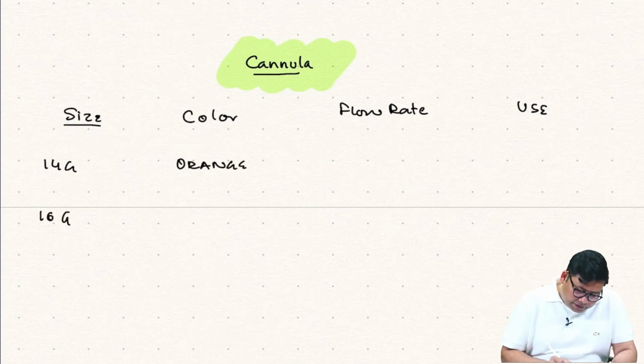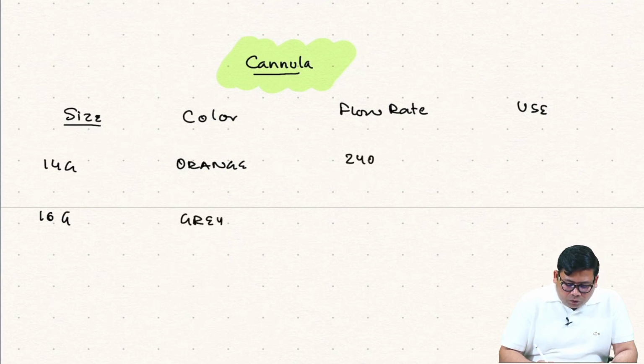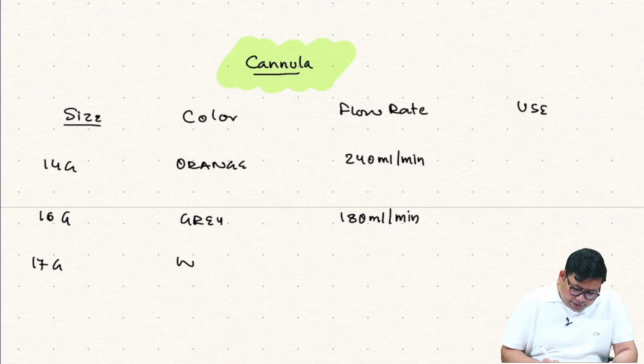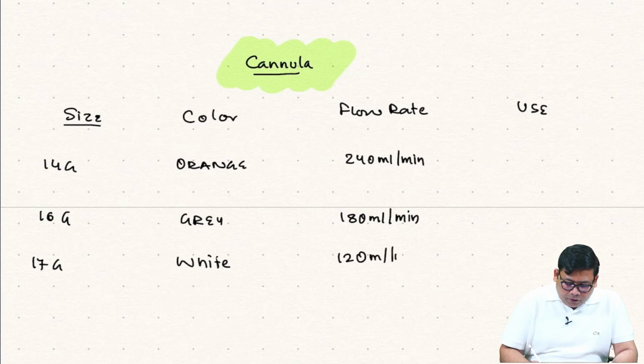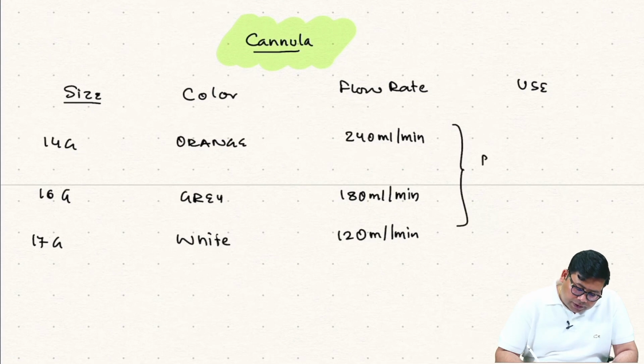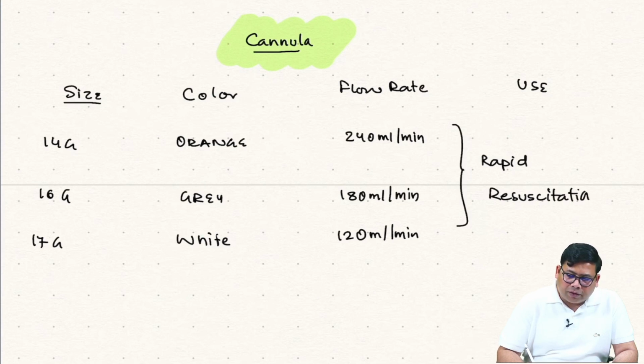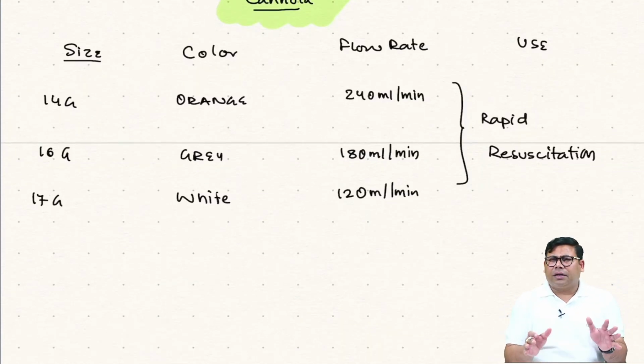Then we have 16G, and that is gray. So 14G is 240 ml per minute. This is 180 ml per minute. Then we have 17G, which is the white cannula, and this is 120 ml per minute. Do you know all these 3 cannulas are the cannulas of choice for rapid resuscitation. So whenever you have a patient in the trauma bay, yes, you should prefer these 3 cannulas, any among them.